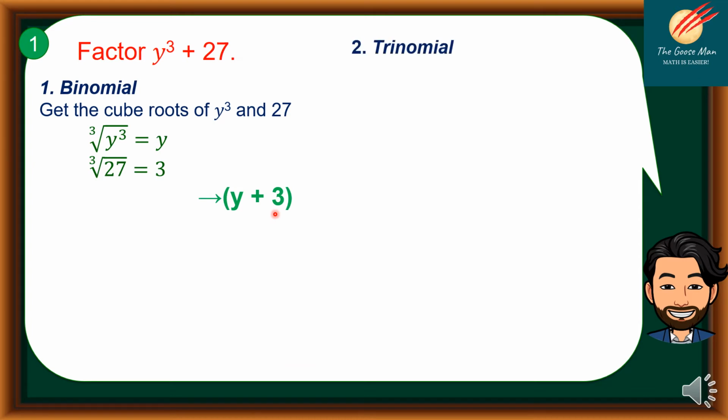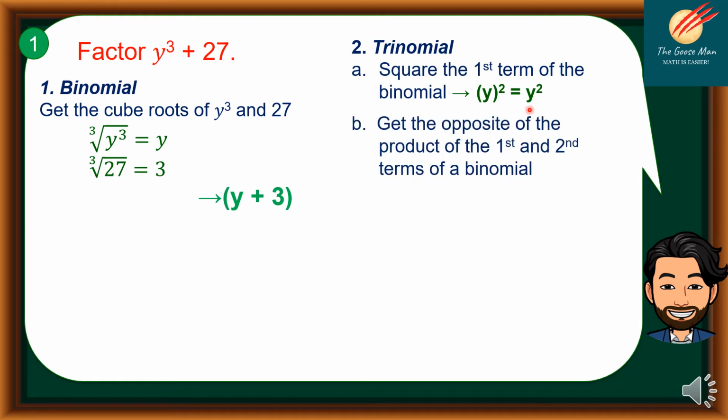Next, for our trinomial, what we're going to do is square the first term of the binomial, such that y squared is equal to y squared. Next, get the opposite of the product of the first and the second terms of the binomial. Multiply y times 3 is 3y, and getting the opposite is equal to negative 3y.